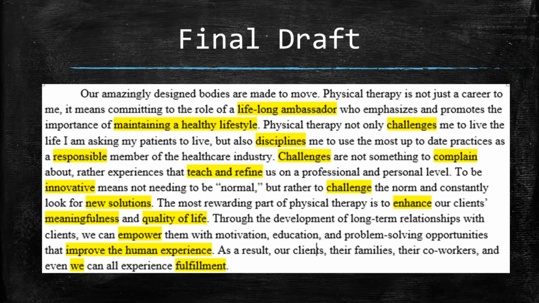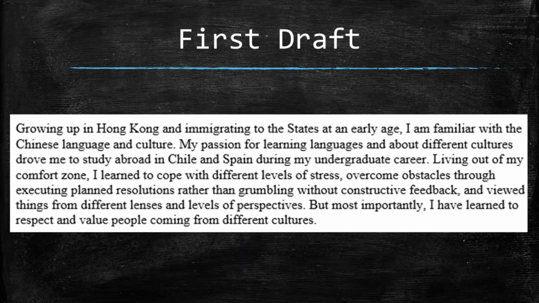Now let's move on to her second paragraph. This is her first draft again. This is a prime example of what's called telling instead of showing. She makes several statements, but doesn't have much to back them up. She tells us she is familiar with other cultures and languages, that she learned to cope with stress and overcome obstacles, and she tells us that she respects and values people. But we have no reason to believe her. She could be making all of this up. Ultimately, what she needs to do is tell us a story in which she shows us that these things are true.